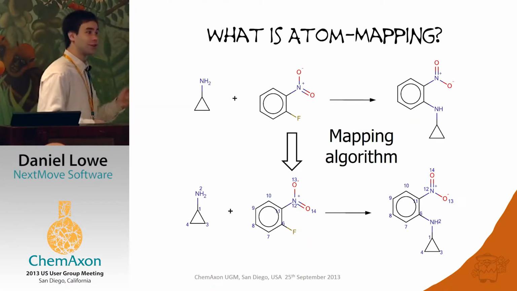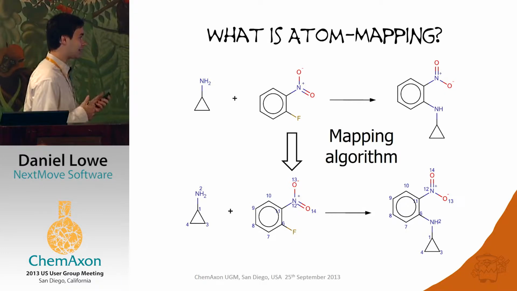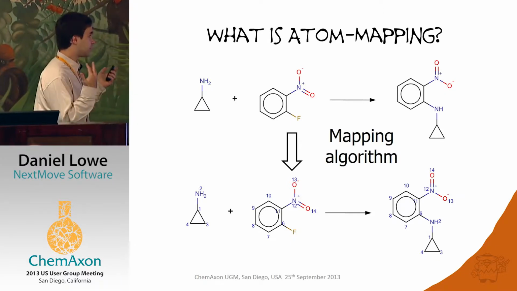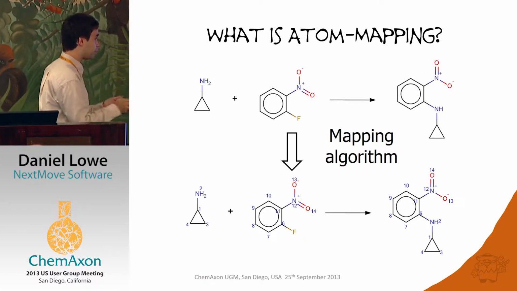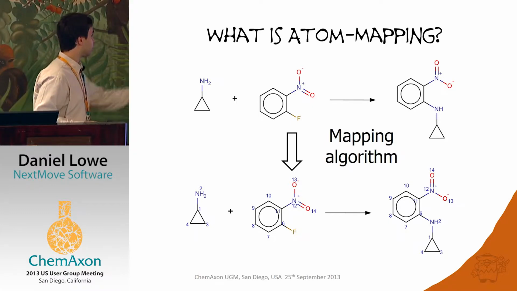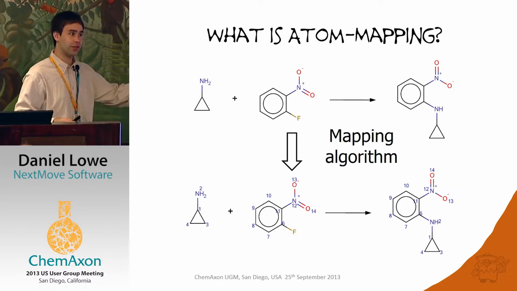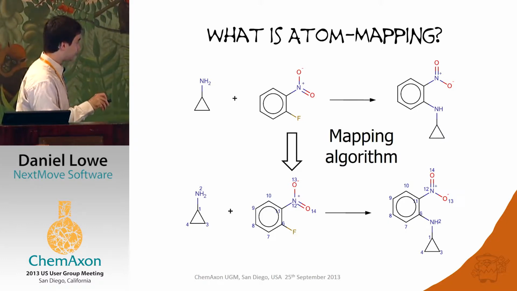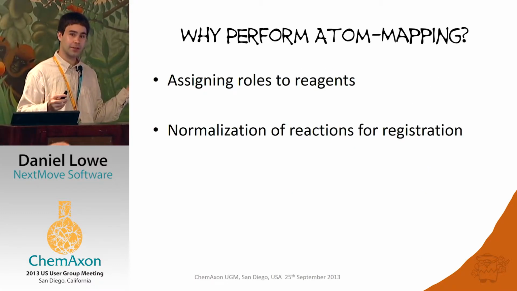So, what is atom mapping? Because I'm going to be talking about it for most of this, I should probably make it completely clear what I'm talking about. Atom mapping is the process of finding a mapping, finding a relationship between atoms in the reactant and atoms in the product. So you can see in this example, the numbers indicate the correspondence between the atoms of the reactants and the product. That's self-explanatory.